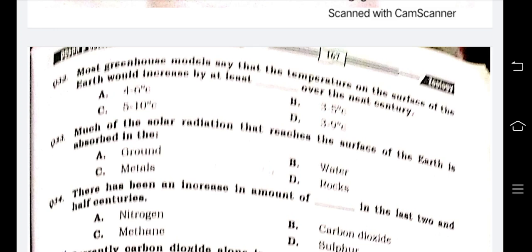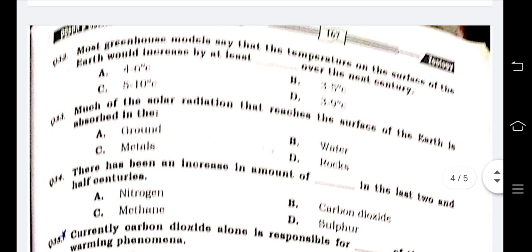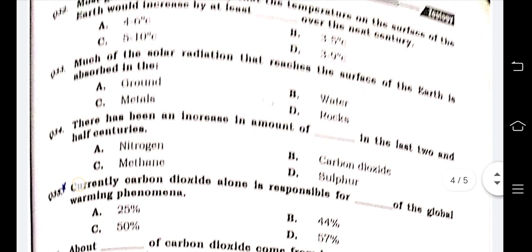Most greenhouse models say that temperature on the surface of earth would increase by at least 4 degrees centigrade, 4.6, sorry. Option B 3.5 degrees centigrade, option C 5.1 degrees centigrade, option D 3.9 degrees centigrade. So it's option B 3.5. Much of the solar radiations that reaches the surface of earth is absorbed in the option A ground, option B water, option C metals, option D rocks. So maximum solar radiations are absorbed by the ground.